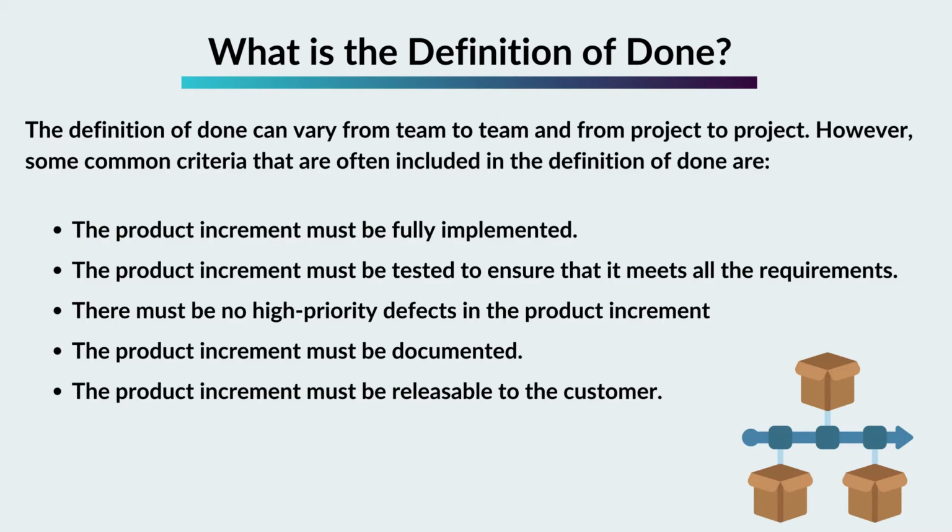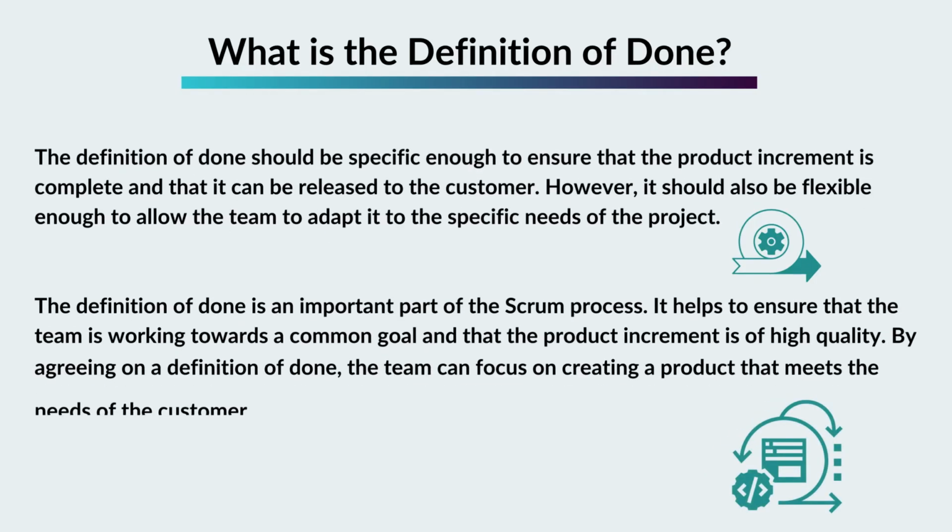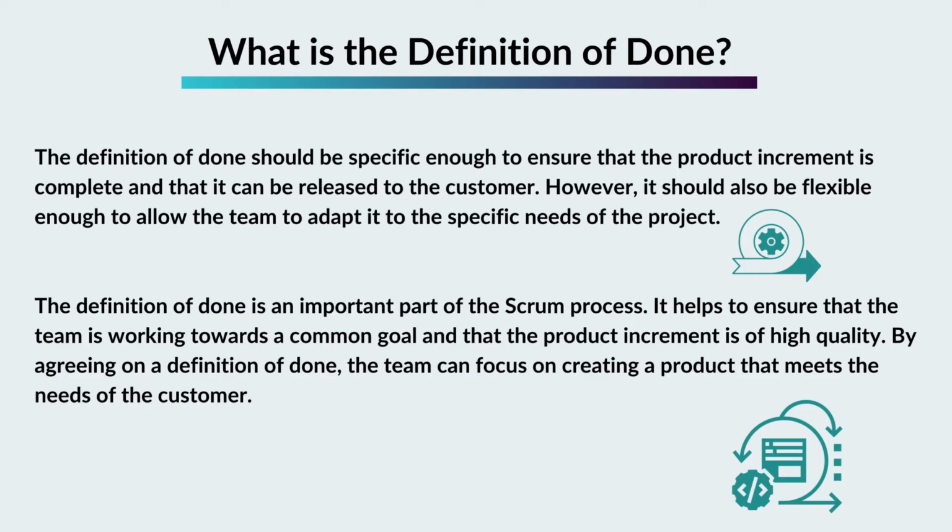The definition of done should be specific enough to ensure that the product increment is complete and that it can be released to the customer. However, it should also be flexible enough to allow the team to adapt it to the specific needs of the project. The definition of done is an important part of the Scrum process. It helps to ensure that the team is working towards a common goal and that the product increment is of high quality. By agreeing on a definition of done, the team can focus on creating a product that meets the needs of the customer.